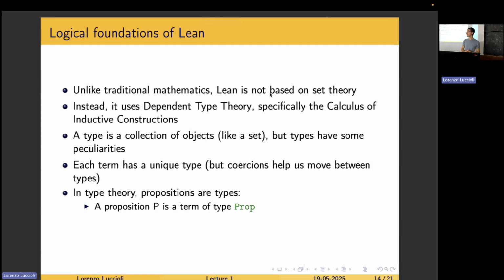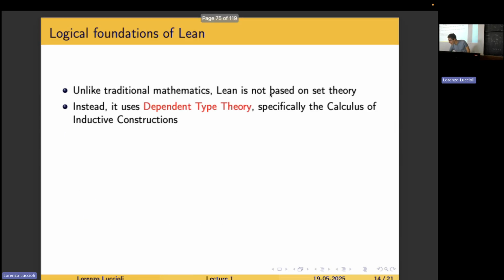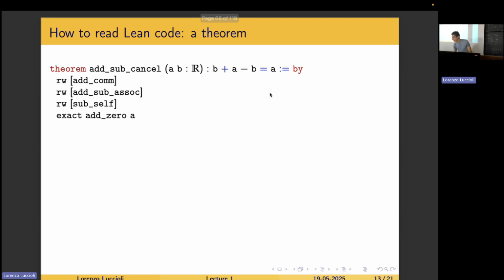Propositions are types, so a proposition P is a term of type Prop, and a proof of P is a term of type P. We can even go back to this, for example, and see that we're basically defining a term of type b plus a minus b equals a. You see, we're using the same notation with the colon, and we're saying that add_sub_cancel a and b, all this stuff, is a term of this type, which is of type Prop.